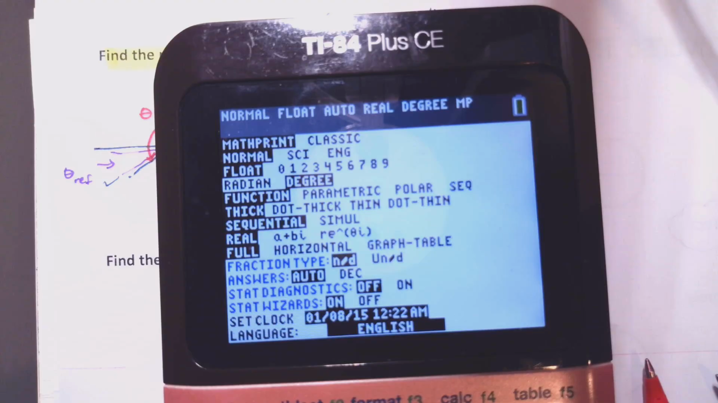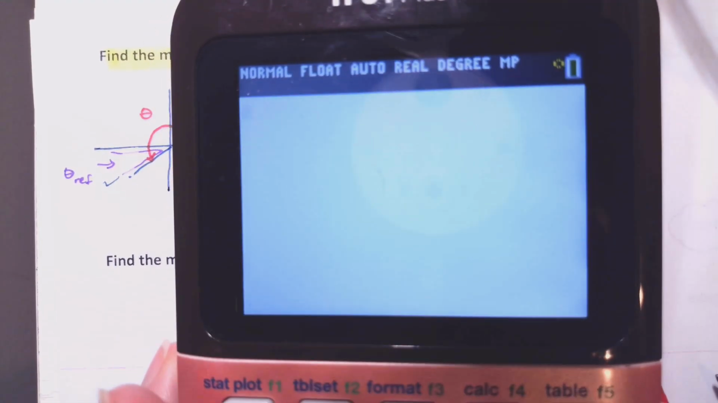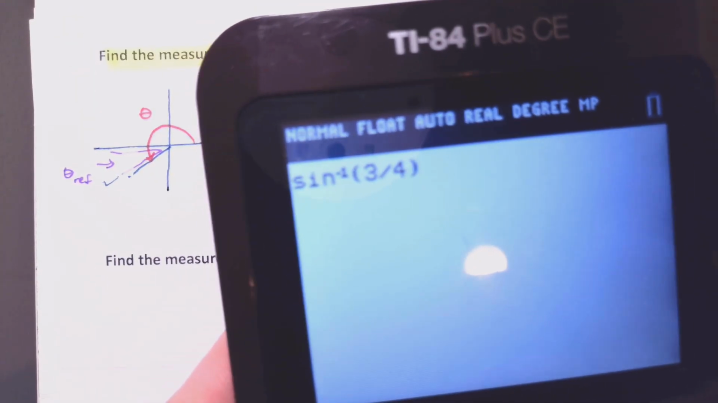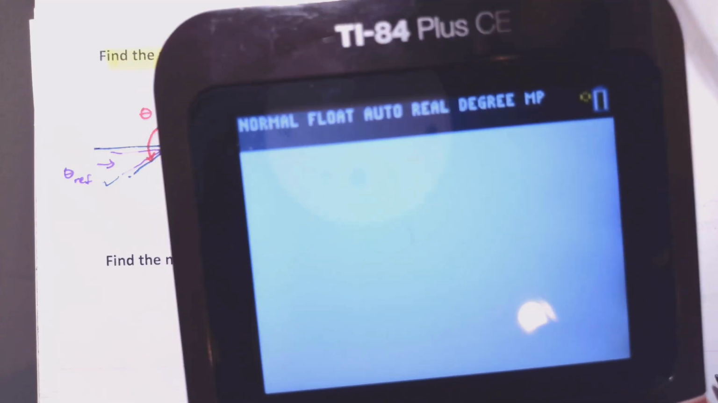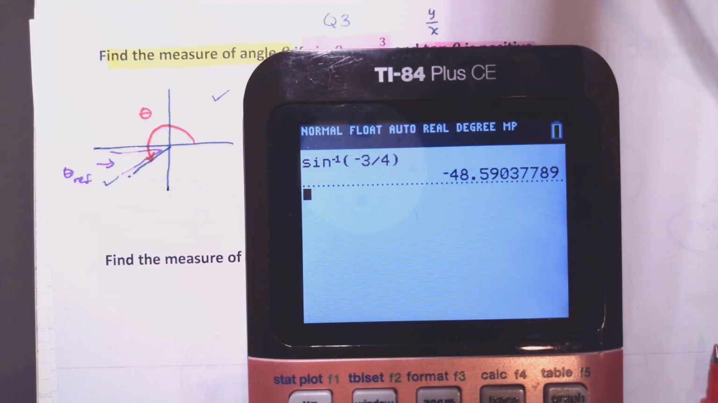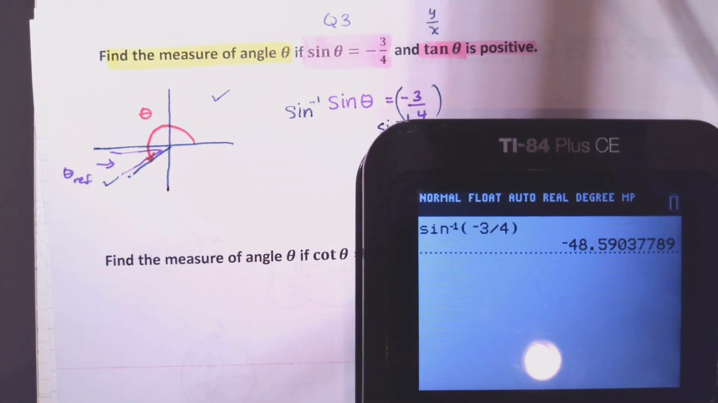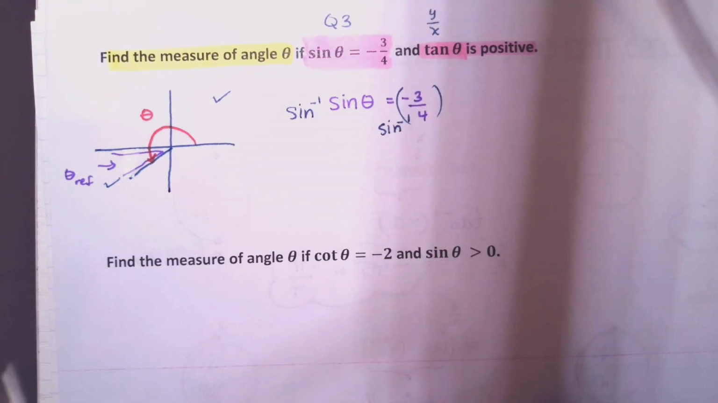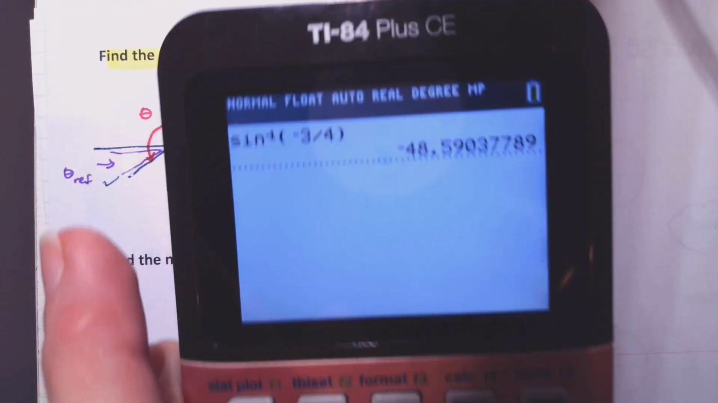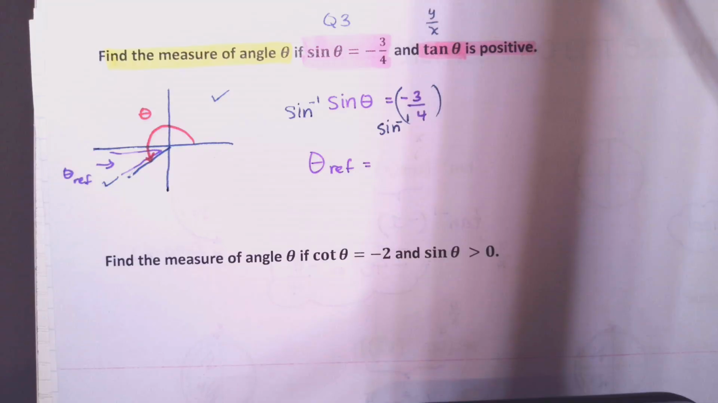It sure is. That's under mode. And then I'm going to type inverse sine of -3/4. Okay, and this should be my reference angle. Now, reference angles are always positive, because it's kind of more just a measure of distance than it really is like direction of the angle. So my reference angle, which would be theta ref, is equal to this, but positive, 48.59.